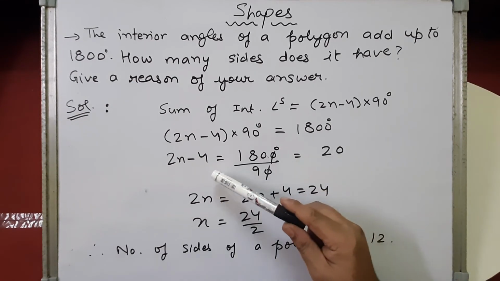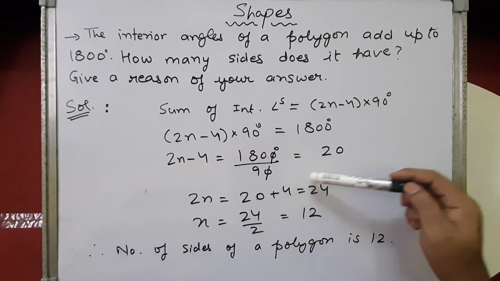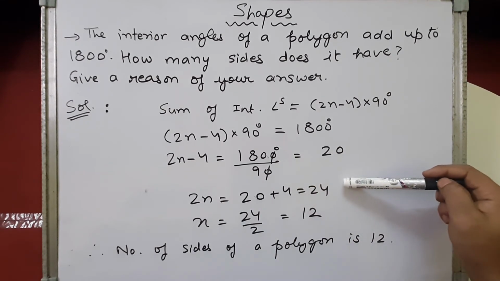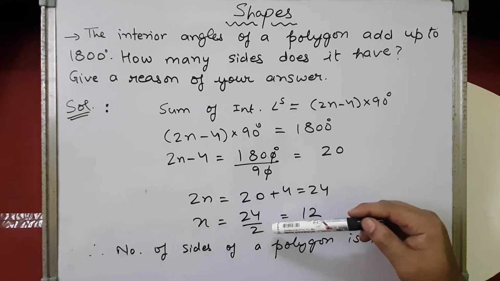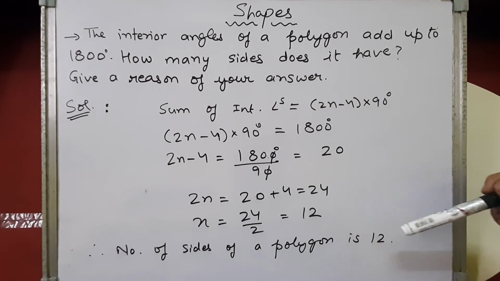Now when we transfer this minus 4 to this side, the value of 2n will become 20 plus 4. It will be 24. Again cross multiplying 2 here, the value of n will be obtained as 24 upon 2, which is 12. So the number of sides of the polygon is 12.